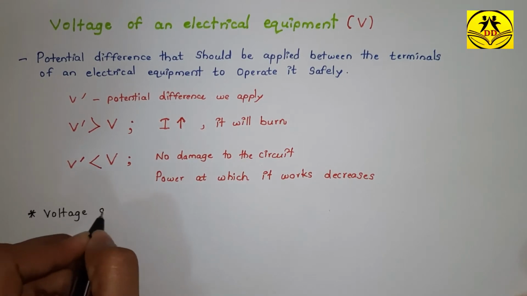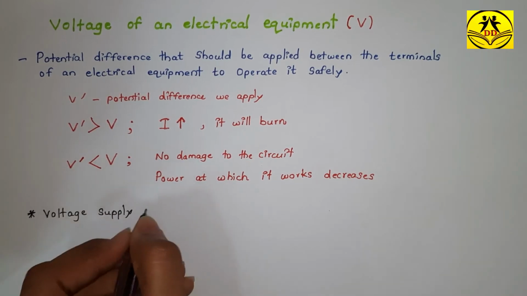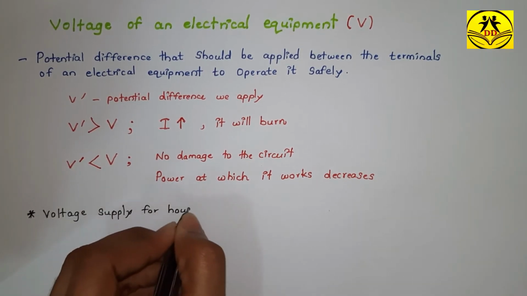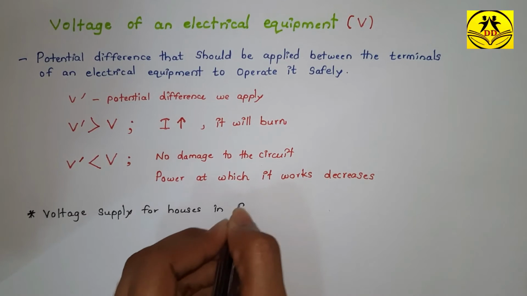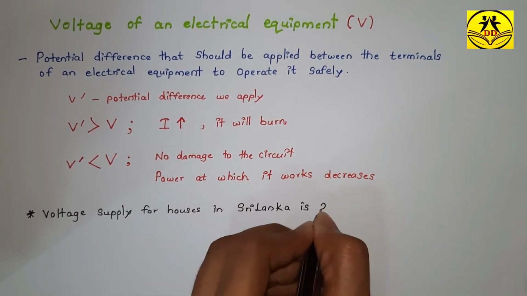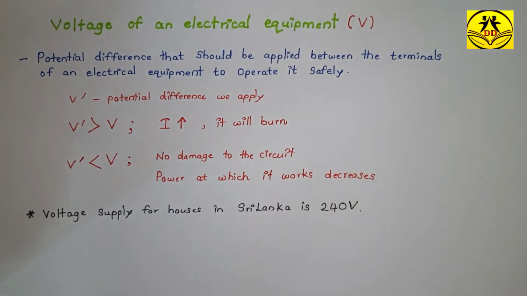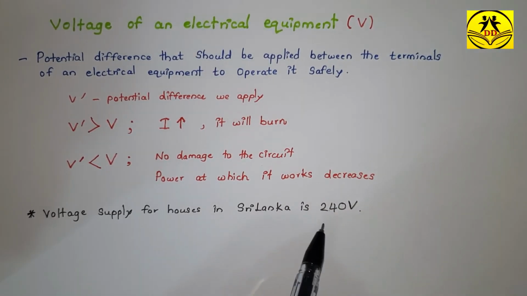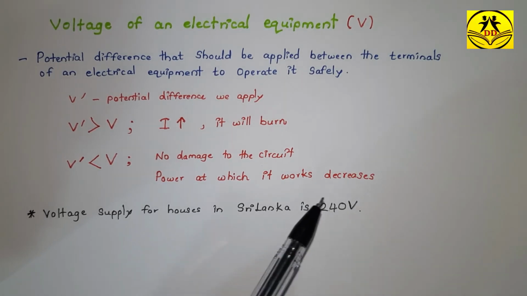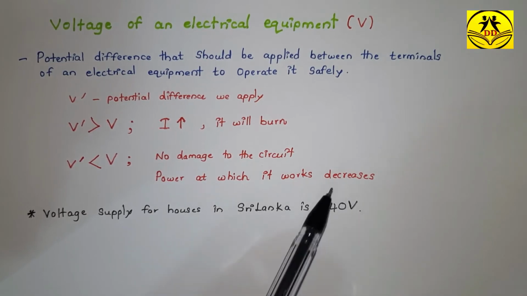So the voltage supply to houses in Sri Lanka is 240 volts. This is the usual value, but in questions you might get different values, 230, 250 maybe. But this is the standard value.